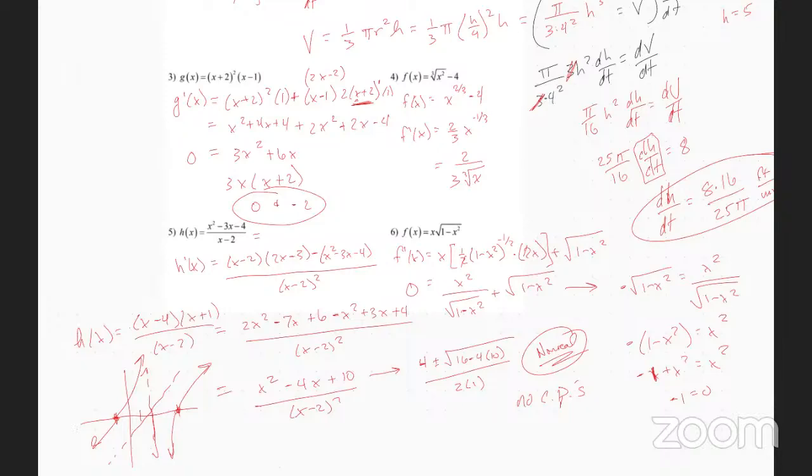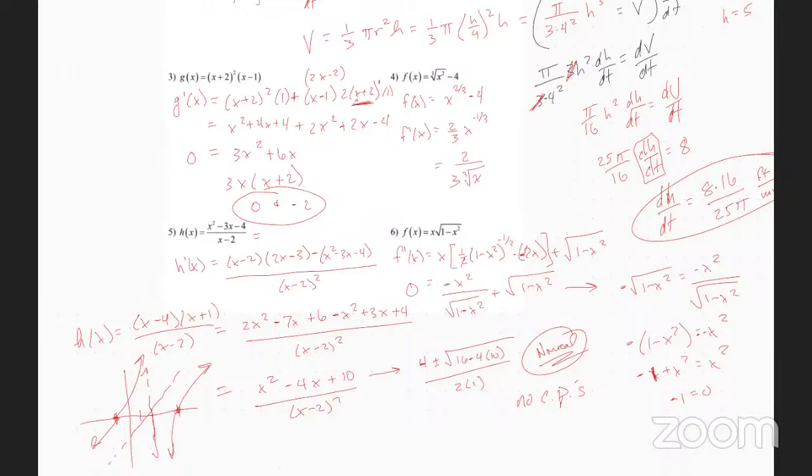x times the derivative, 1/2 times 1 minus x squared to the negative 1/2 times negative 2x. There's my mistake. Okay. So that should have been negative 2x, which means I have negative x squared up here, which means I have negative x squared here, negative x squared here. Yeah, this is the right answer.